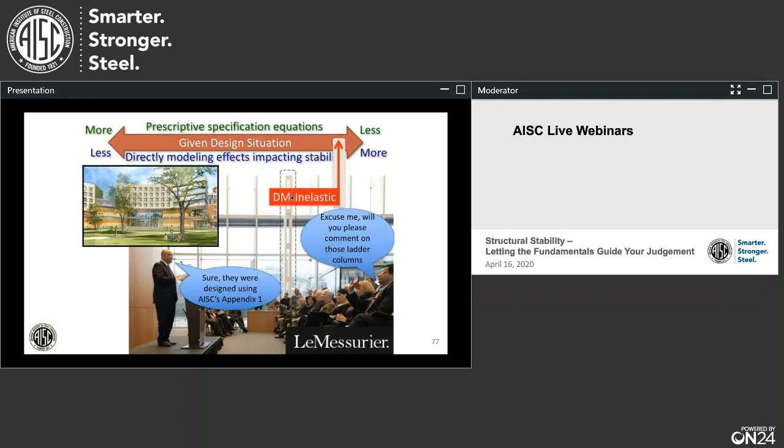So they serve their purpose, but certainly well outside of the column curve presented in Chapter E of our specification. So LeMessurier went all in with the inelastic analysis to design those ladder columns.